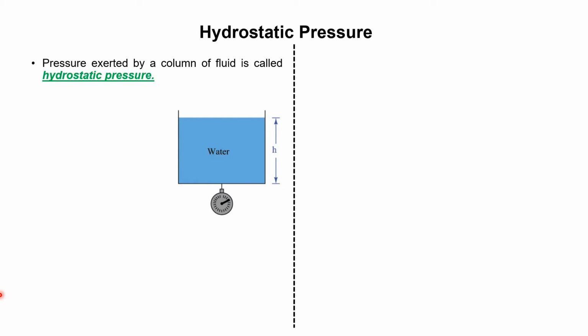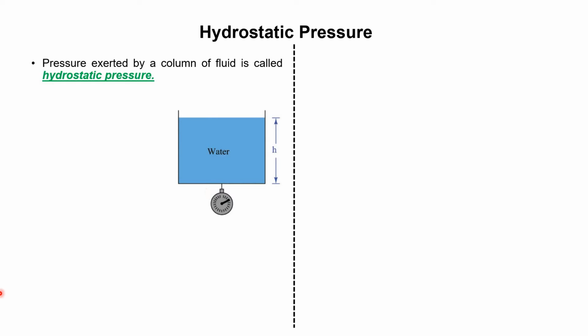In this diagram, we have water in a vessel or in a container. Now, due to this water or fluid, there will be a certain pressure which will be exerted at its base. So this pressure which is exerted by this fluid or water is known as hydrostatic pressure.